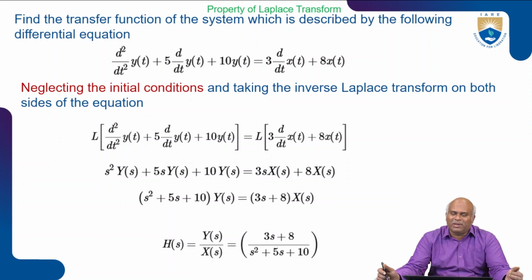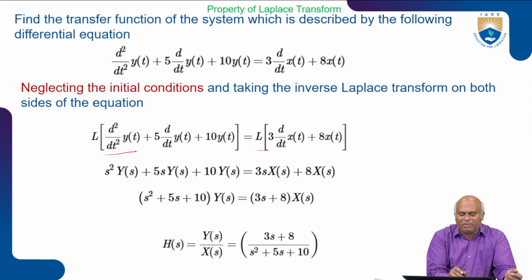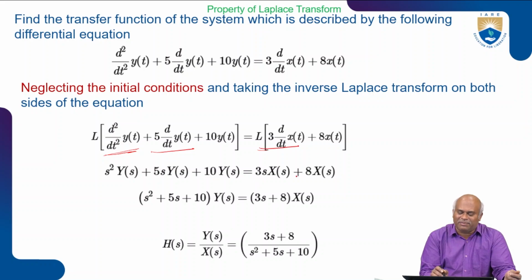Taking the Laplace transform on both sides, the equation is represented as L of d square by dt square y of t plus 5 d by dt y of t plus 10 y of t equal to the Laplace transform of 3 d by dt x of t plus 8 x of t. Now we do the Laplace transform. This gives s square Y of s, with the initial conditions 0, plus 5s Y of s plus 10 Y of s, equal to 3s X of s plus 8 X of s.